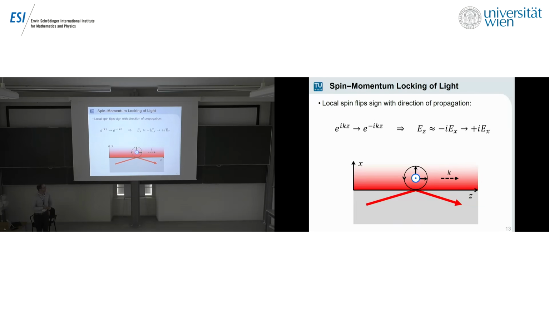What does this mean? If you now reverse the propagation direction of your evanescent field, the photon spin changes. What does this mean? It means that now the circular polarization, the electric field, rotates in the opposite direction. So if you had sigma plus polarized light before, you will now have the orthogonal circular polarized light, sigma minus, if you just reverse the propagation direction. And this is called spin momentum locking of light. Good.